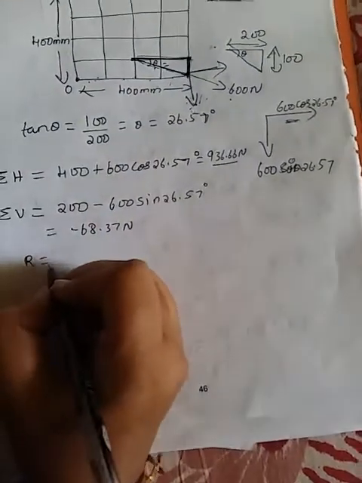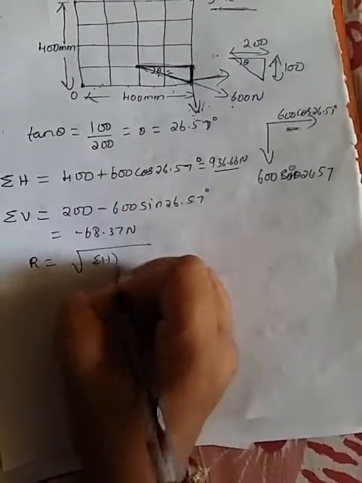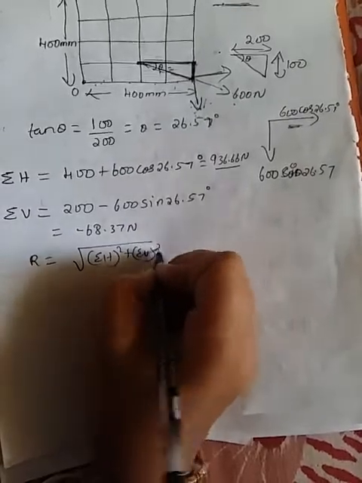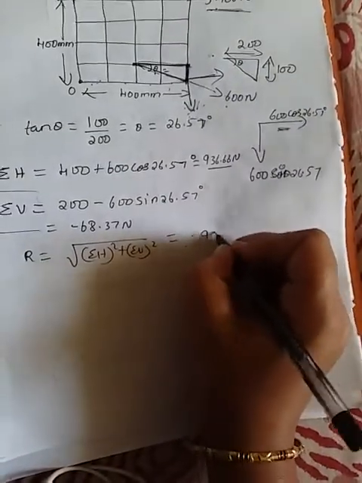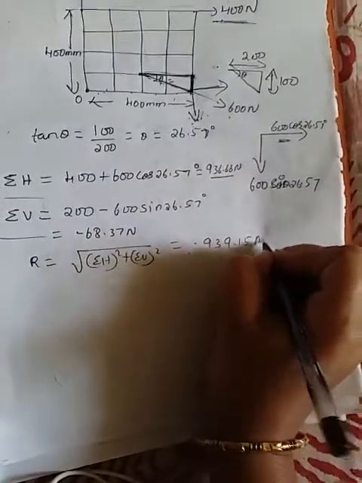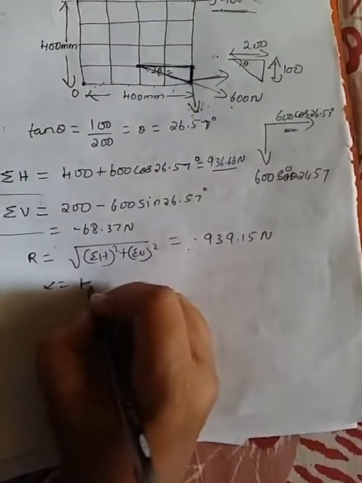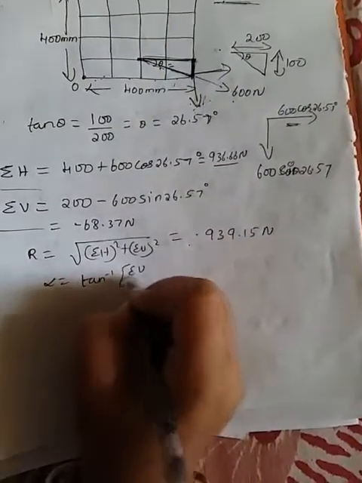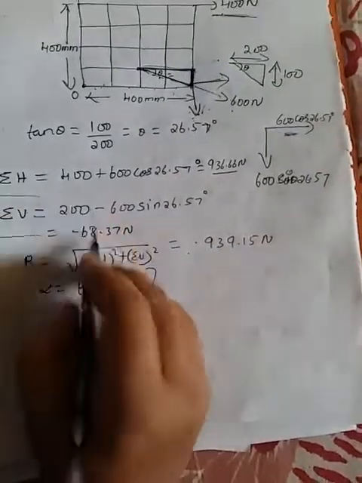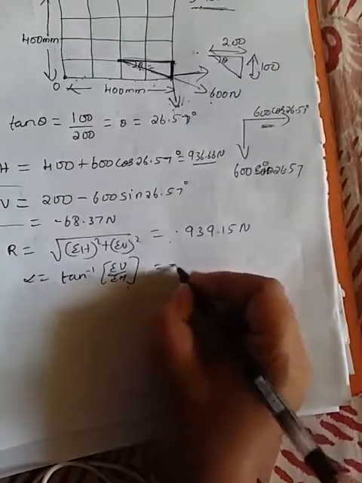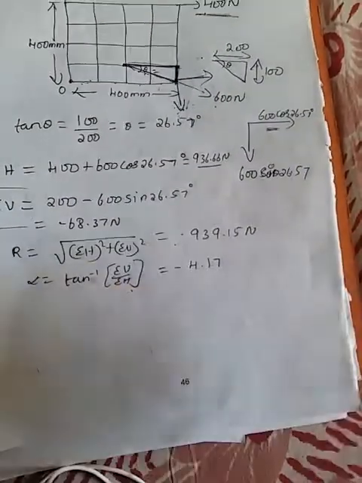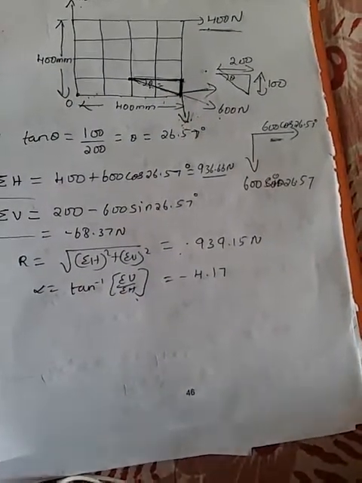Now after getting the sigma H and sigma V values, substitute them in the resultant equation, square root of sigma H squared plus sigma V squared, and get the value. So after calculation we may get 939.15 Newtons. Similarly find out the alpha value, that is tan inverse of sigma V by sigma H. Substitute the sigma H and sigma V values in this and calculate the value. So you are going to get some minus 4.17 degrees.